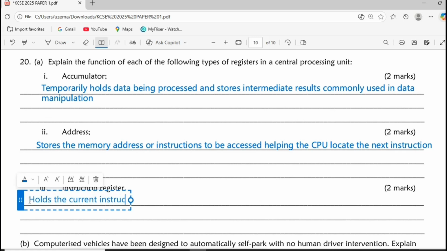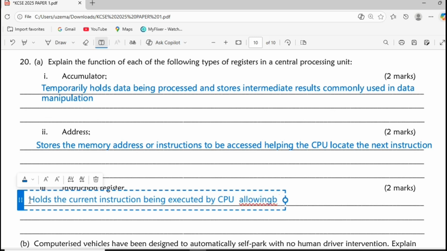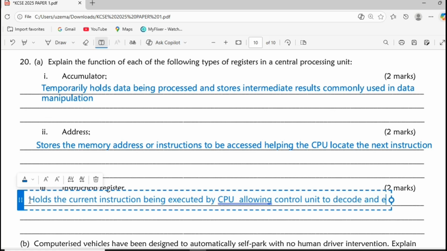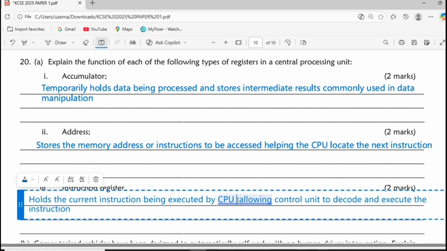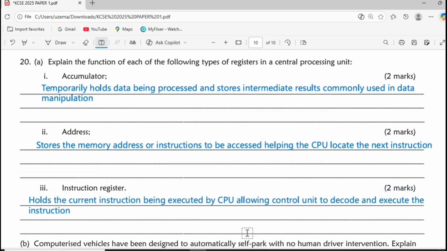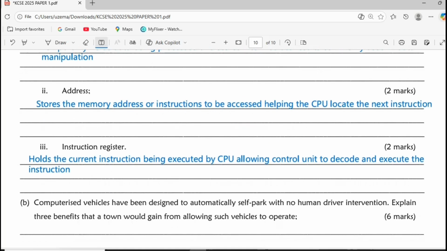And lastly, the function of the instruction register is to hold the current instruction being executed by the CPU. Accumulator register holds the data being processed, address register stores the memory address of the next instruction to be processed, and the instruction register holds the current instruction being executed by the CPU.